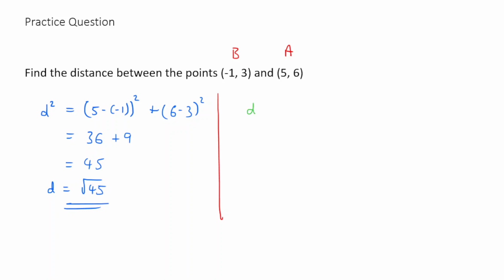So the distance squared is going to equal x2 minus x1. So you see I've switched the order around. Right, now we've got x2 is -1 and x1 is 5. So we get -1 minus 5 squared. And we're going to do y2 minus y1, so 3 minus 6 squared.